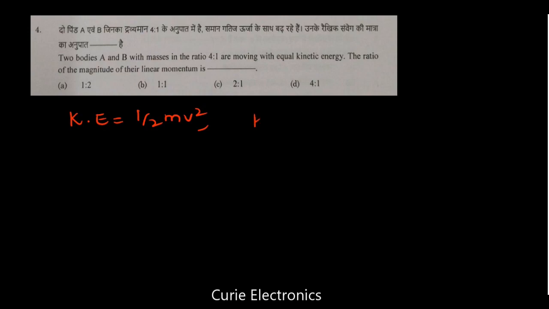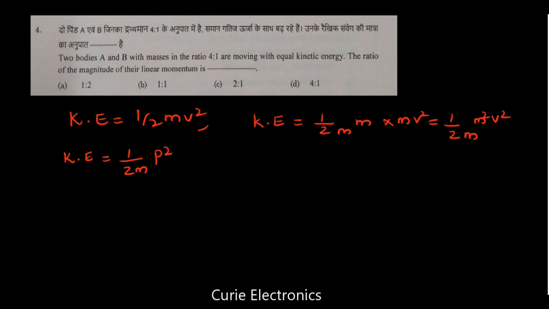Now the same thing can be written as KE equal to half, and in the numerator I will multiply by m. Then this is the mv square. So what will I get? I will get 1 by 2m, m square v square. So that is kinetic energy KE equal to p square by 2m. Mass into velocity is the momentum. Now what is P? P equal to square root of 2m KE.